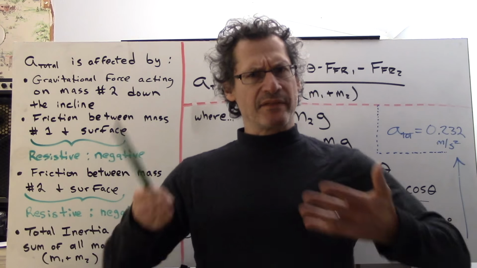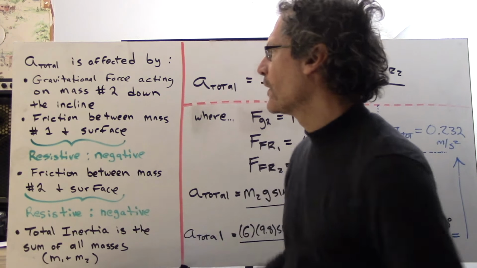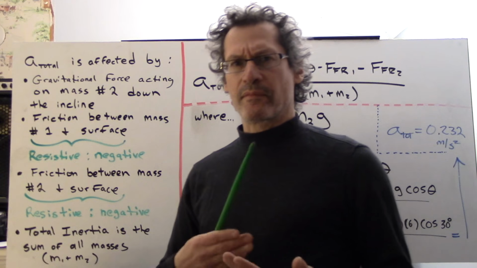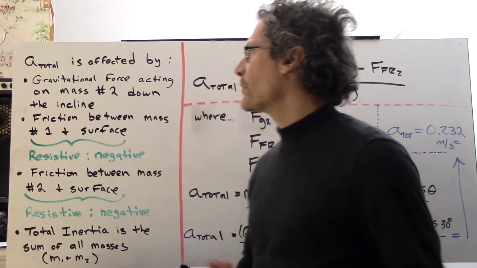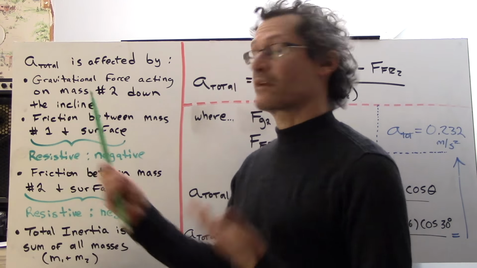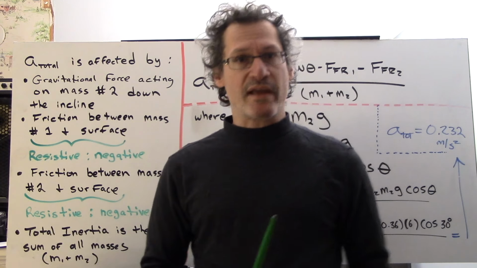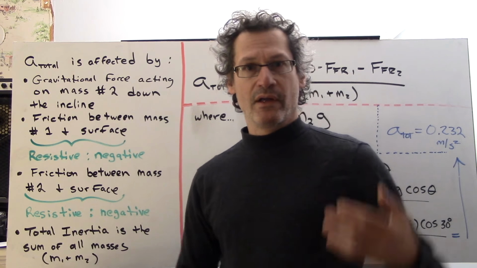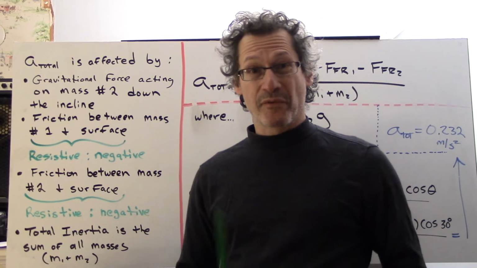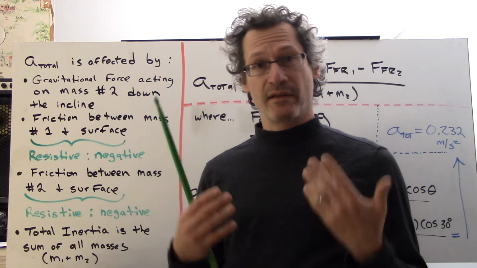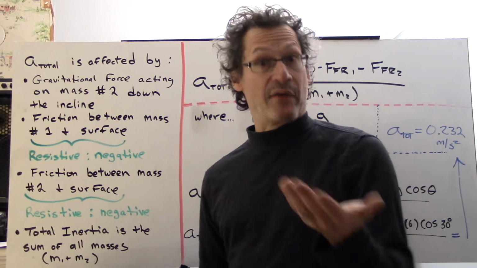Alright, so if you look at the diagram from the prior frame, you'll know that there are certain forces that will affect the acceleration of the system. And the first one is the gravitational force acting at mass 2 down the incline. So it's that component related to the sine of the angle that is going to be responsible for bringing this in a positive direction for acceleration down the ramp.